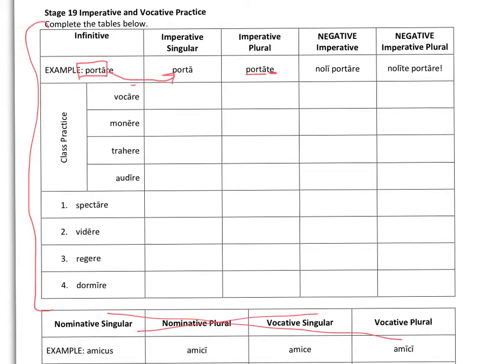To form the negative imperative, to tell somebody not to carry something, you use noli in the singular, don't, and then portare, which is the infinitive. And the plural is nolite, for y'all, you guys don't, and portare, the infinitive.